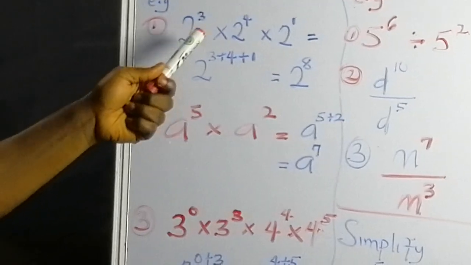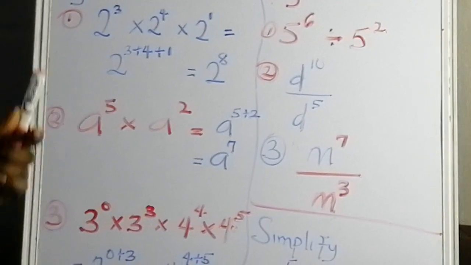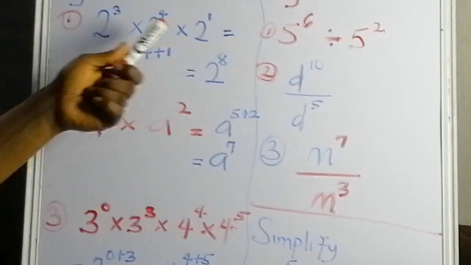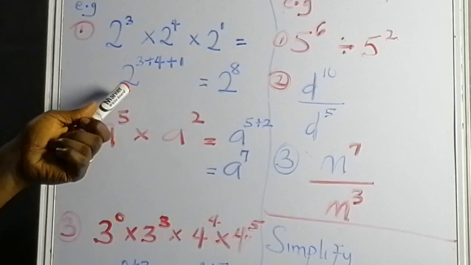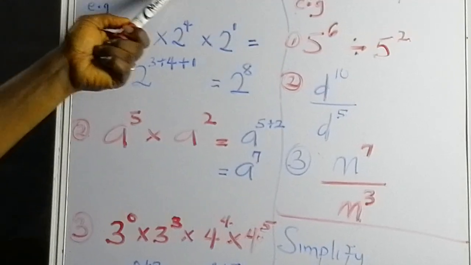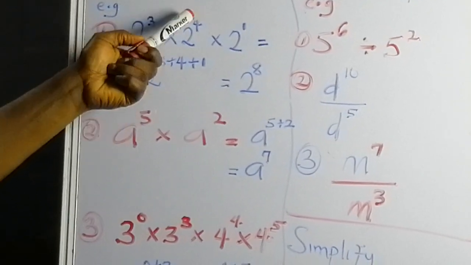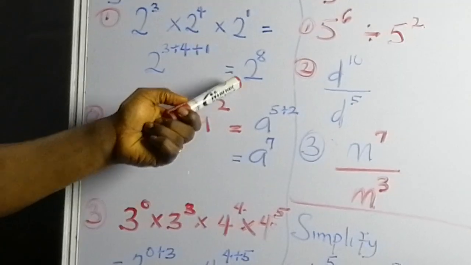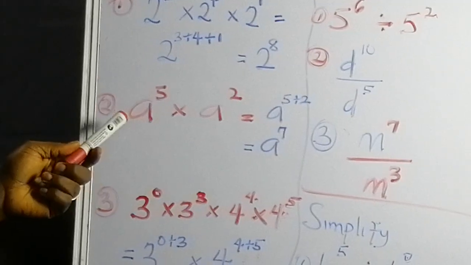So 2 raised to power 3 times 2 raised to power 4 times 2 raised to power 1. In indices, pick the common base. That's the definition of indices. What's the common base? The common base is 2. The second condition: add the powers. So the power is 3 plus 4 plus 1, which equals 2 raised to power 8. It's as simple as that. The same thing applies here.